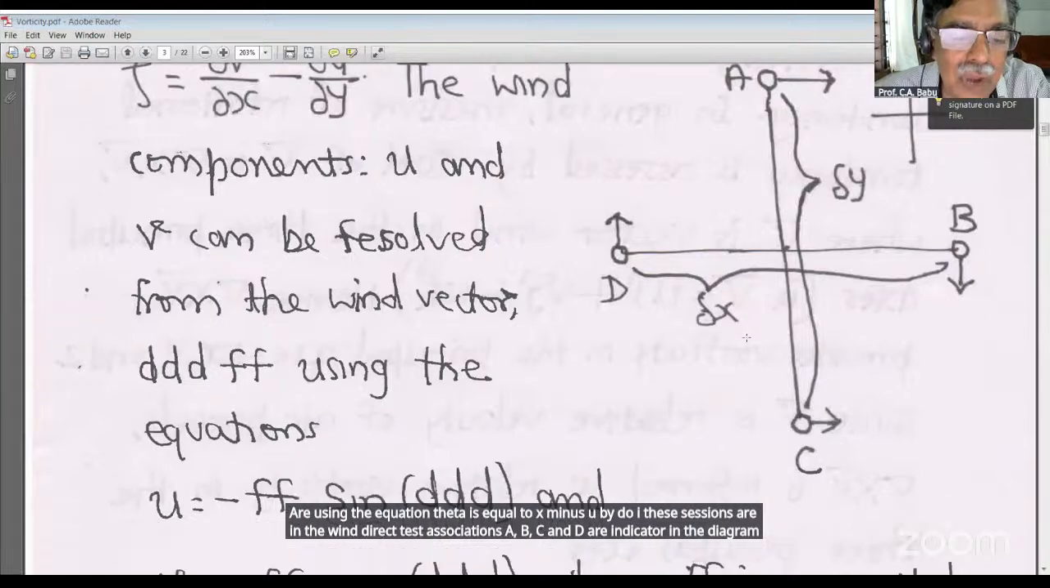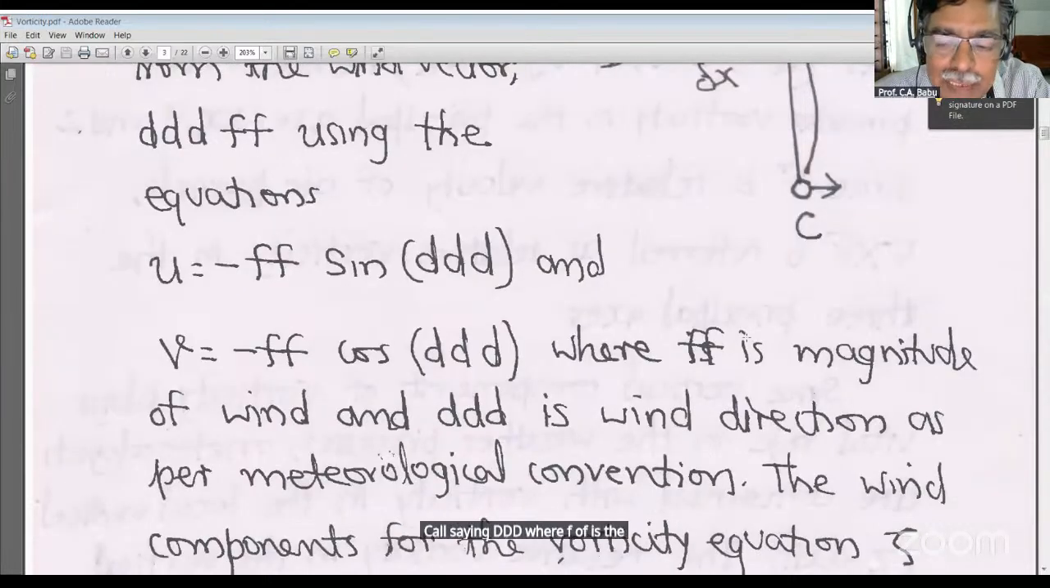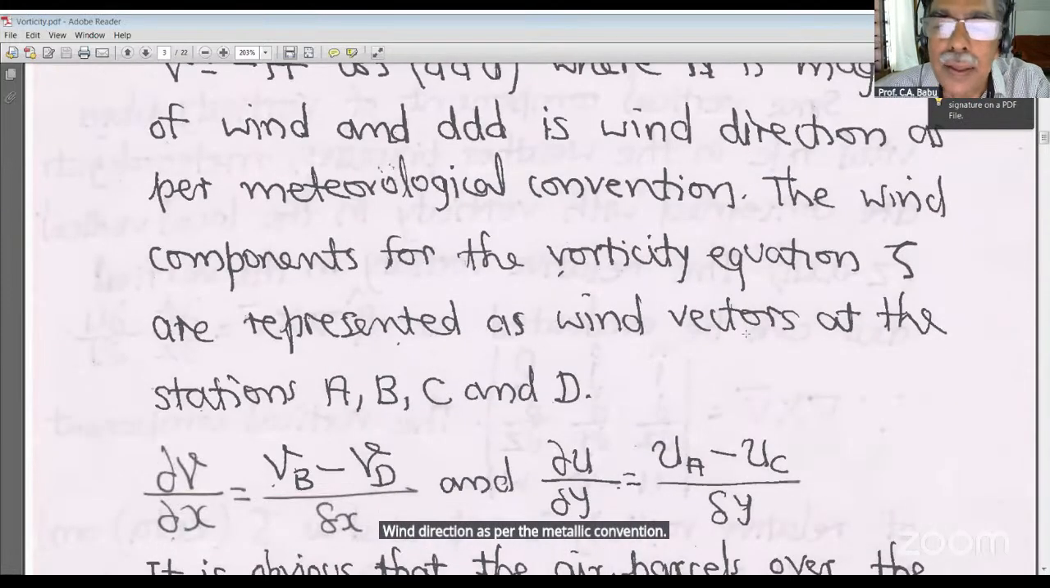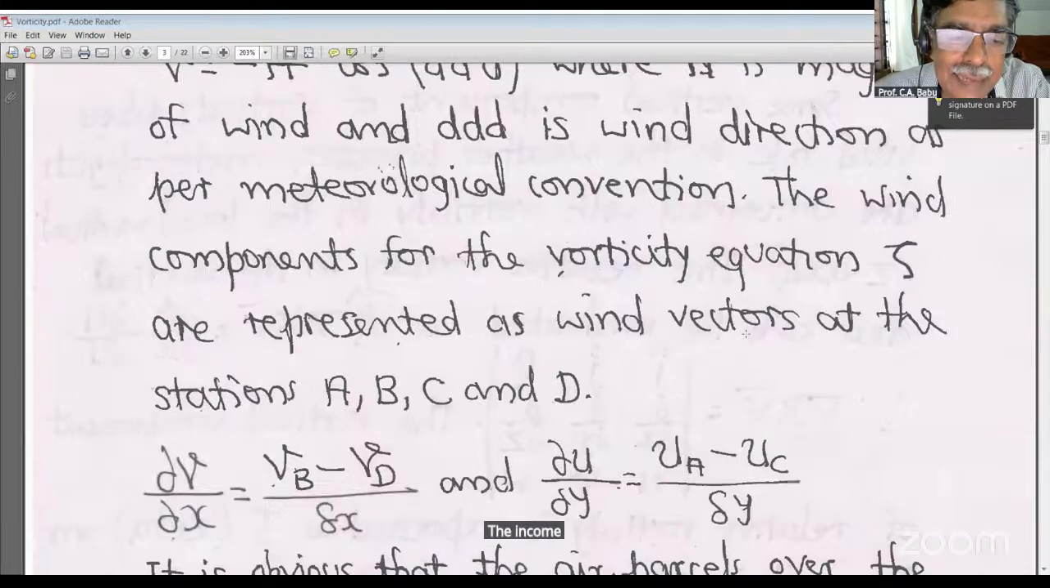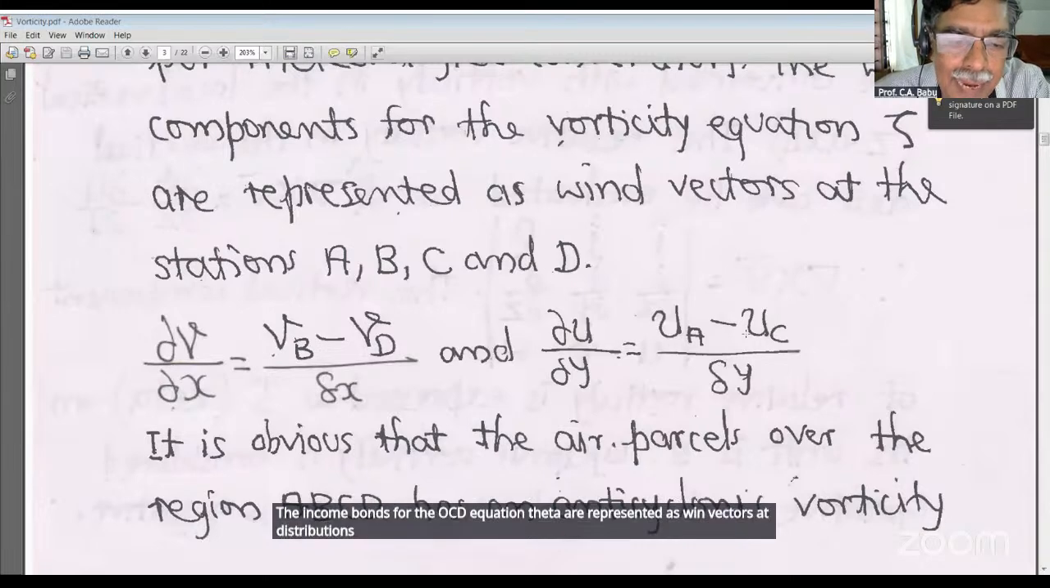The wind components can easily be resolved as u is equal to minus ff sine dd and v is equal to minus ff cosine dd, where ff is the magnitude and dd is the wind direction as per the meteorological convention. The wind components for the velocity equation theta are represented as wind vectors at the stations A, B, C, and D. Accordingly, ∂v/∂x is equal to v_B minus v_D divided by delta x, and ∂u/∂y is equal to u_A minus u_C divided by delta y.